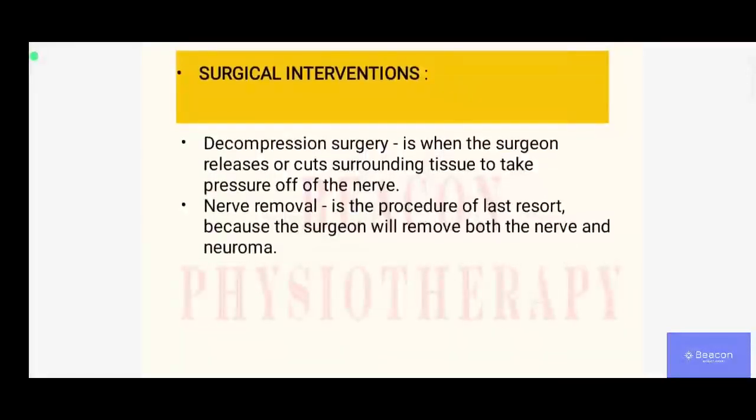Surgical interventions include decompression surgery, where the surgeon releases or cuts surrounding tissue to take pressure off the toes. Nerve removal is a procedure of last resort because the surgeon will remove both the nerve and the neuroma.